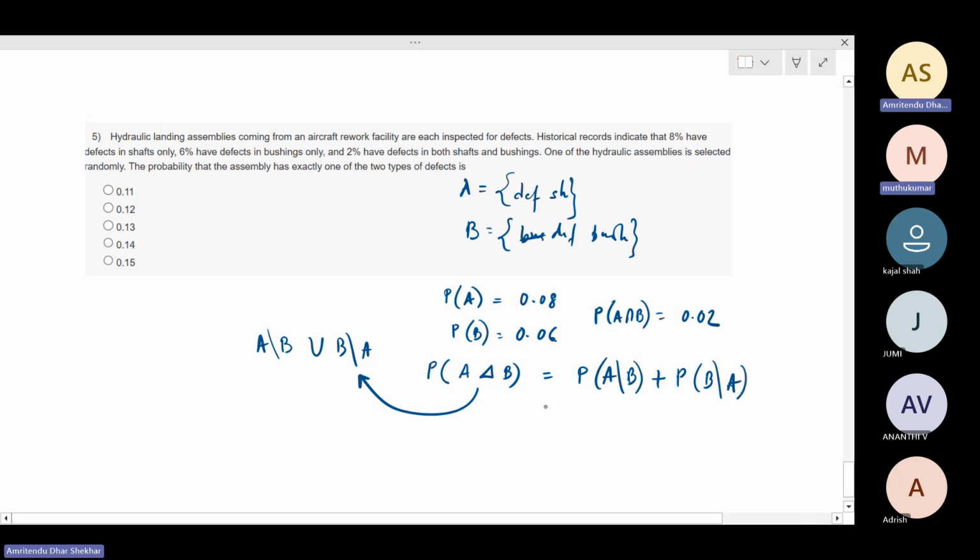Now this should be routine, right? So how much is this? This term is equal to 0.06 minus 0.02, so it is 0.04, and the other is 0.08 minus 0.02, which is 0.06. So this is equal to 0.1. So none of the options is correct.